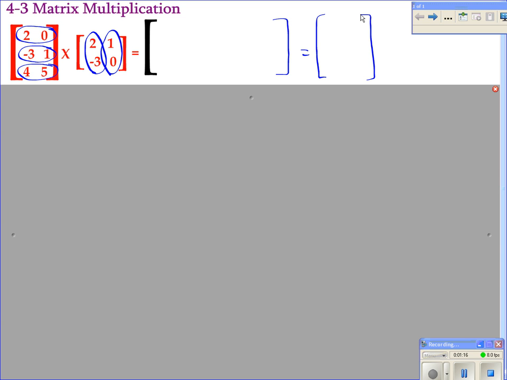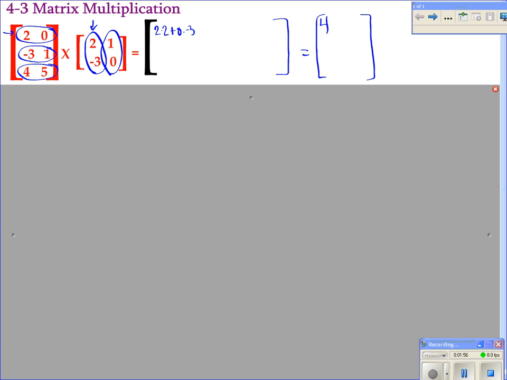All right, so to find the first number, which is in the first row, first column, we use the first row, first column over here. So in those groups of 2, we need to take the first number times the first number. So 2 times 2, and we will add it to the second number times the second number, -3. Okay, so when we add those together, what do we get? 4. So that is truly your first number.